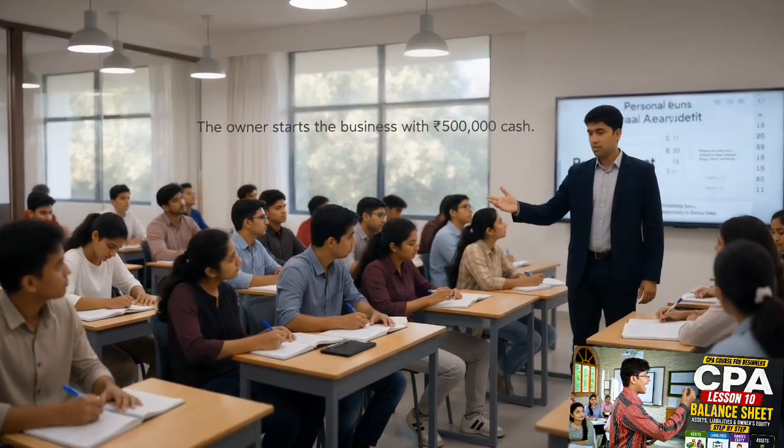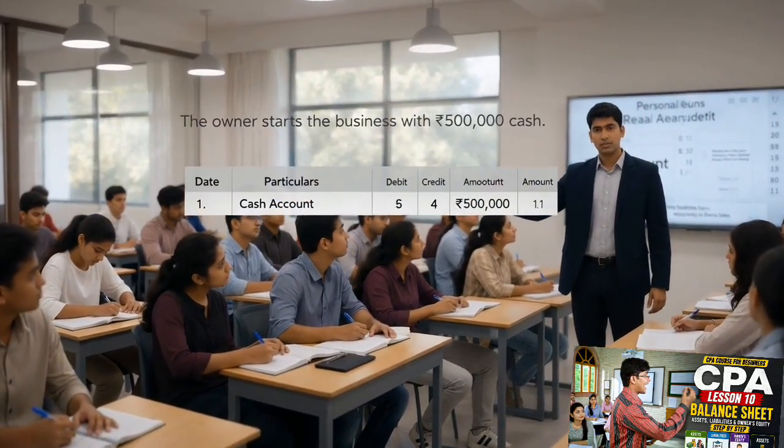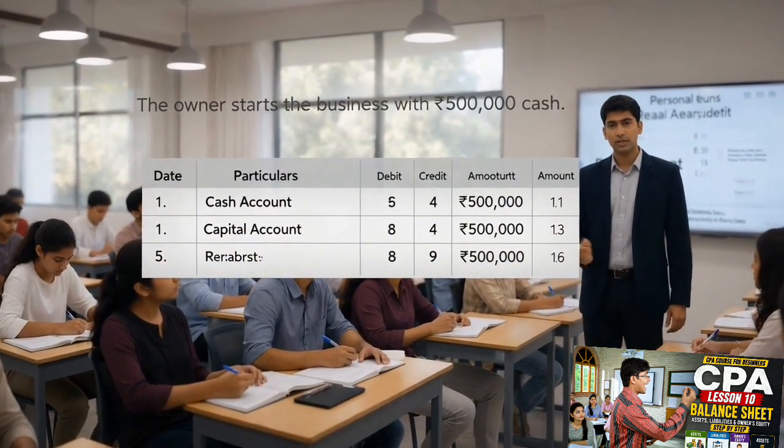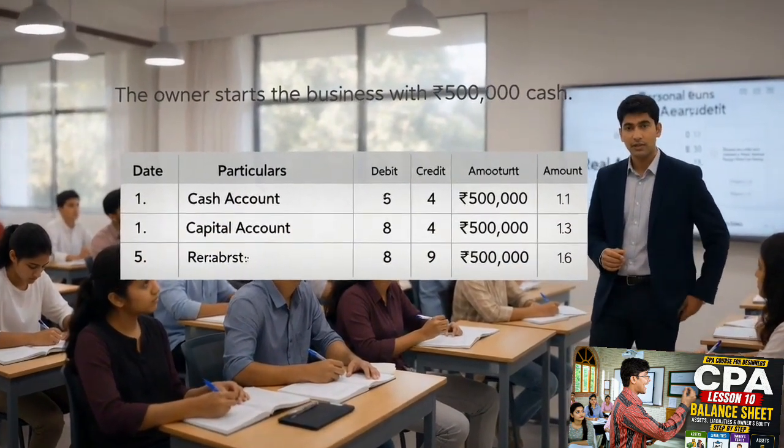So the owner starts the business with 500,000 rupees cash. This means our cash account is debited and the capital account is credited. Let's see why.